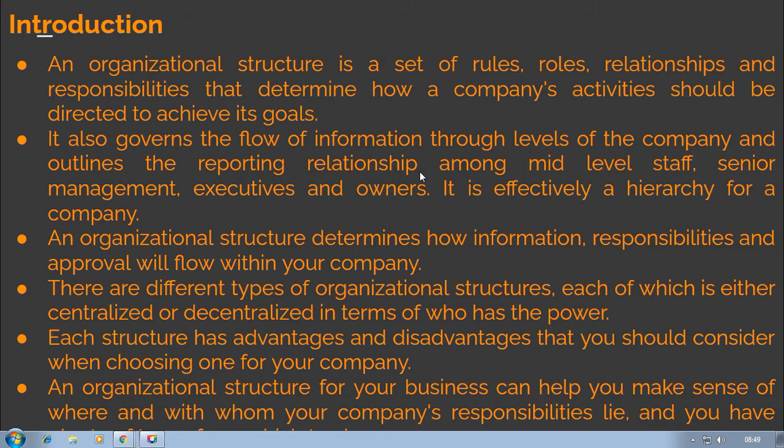Whether the structure is centralized or decentralized, who has how much power, that can be designed and known through the organization structure. Each structure has advantages and disadvantages, students, depending on the nature and scale of the organization. Remember, the structure chosen by the organization, whether it is a small, medium-scale or large-scale organization, depends on the number of operations conducted in the organization.